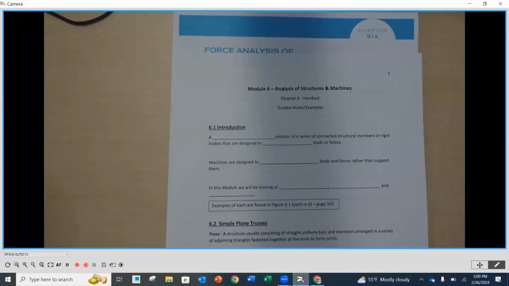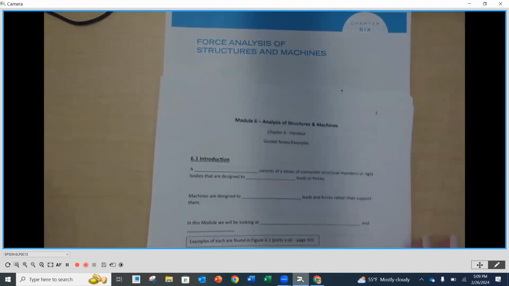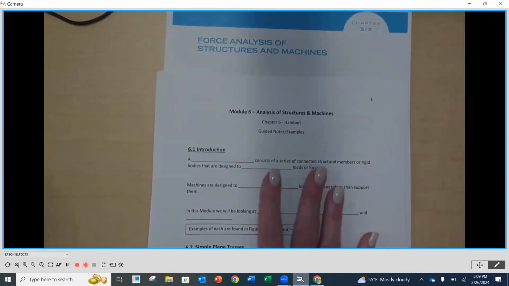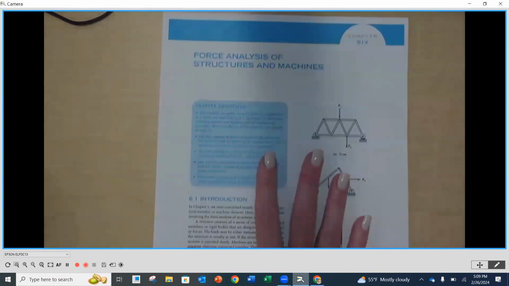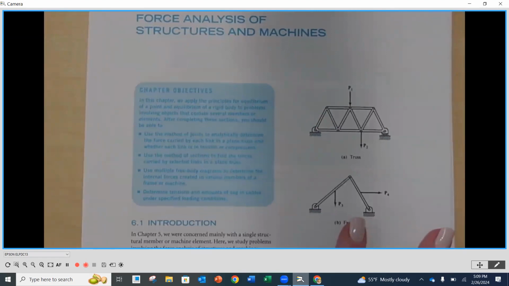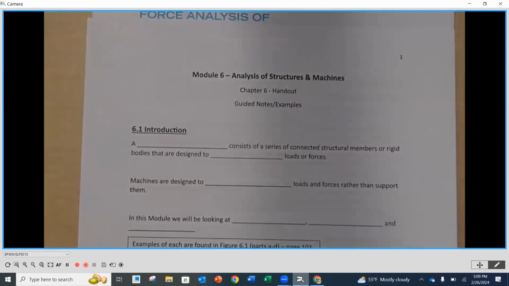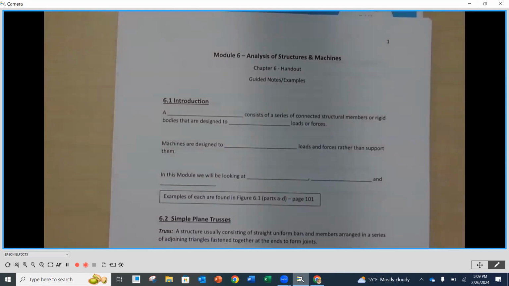As we look here underneath our camera, this is the guided notes for our first section, which is going to be on trusses. And this is the handout of the chapter that we're going to be referencing throughout. I've got both of these underneath mine. If you wanted to pull up the PDF of the chapter handout, you certainly can do that to follow along. Otherwise, you can just take notes here.